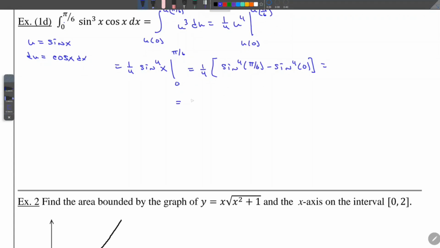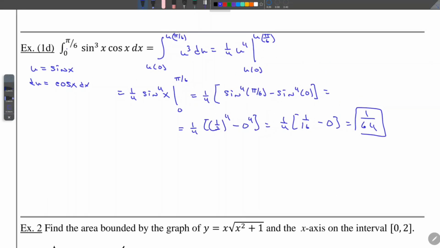So here we go, 1/4. And then sine of pi over 6 is 1/2. But now remember, we're raising it to the power of 4. And then sine of 0 is 0, so that's 0 to the 4th. So we end up with 1/4 times 1/2 to the 4th is 1 over 16, minus 0 to the 4th is 0. So this is going to end up being 1 over, what is this, 1 over 64. And that's what we've got.